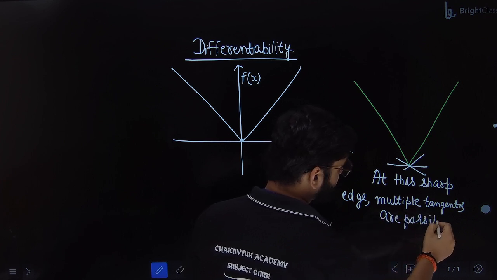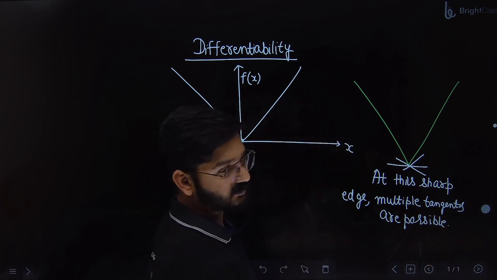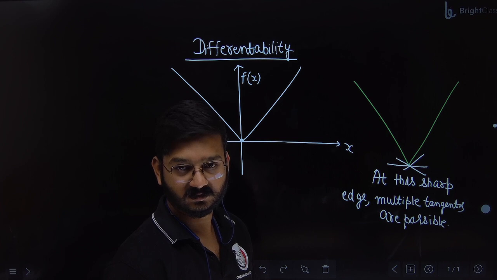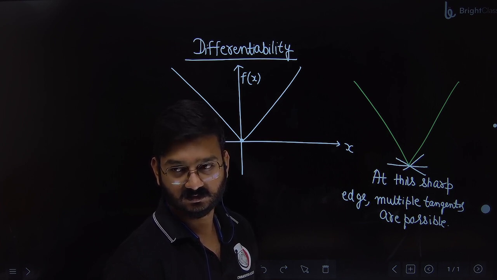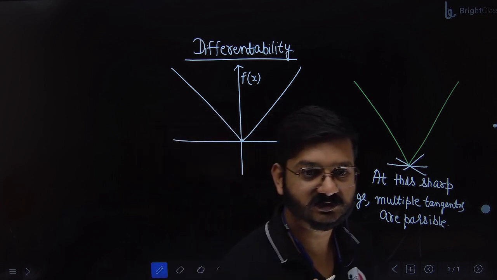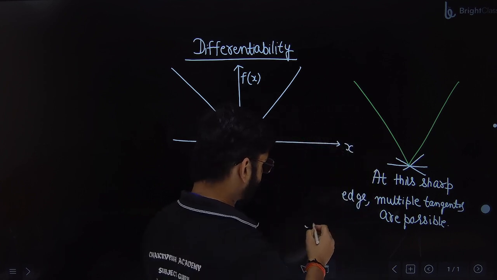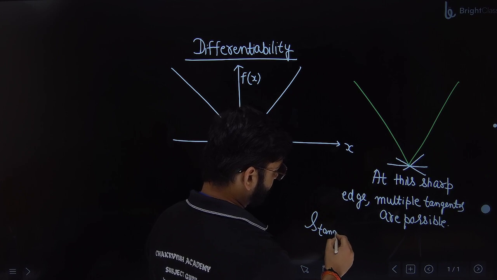So if multiple tangents are possible, it means what? dy by dx is unique or not? No. What is the meaning of tangent? Slope. What is the slope of a tangent? Change in y by change in x. So how do you find the slope of a tangent?